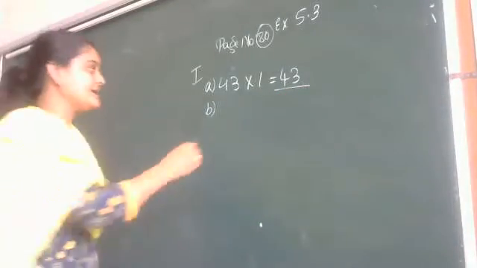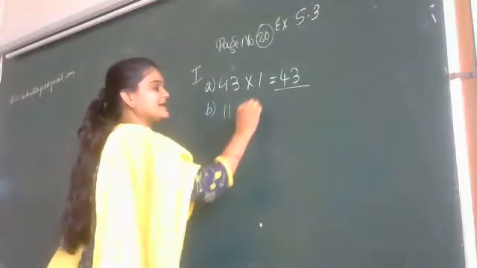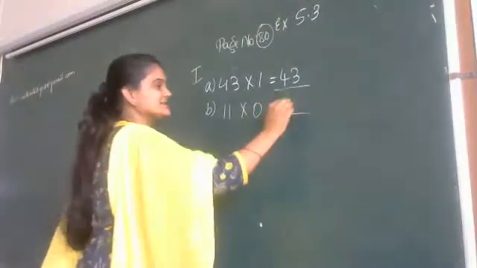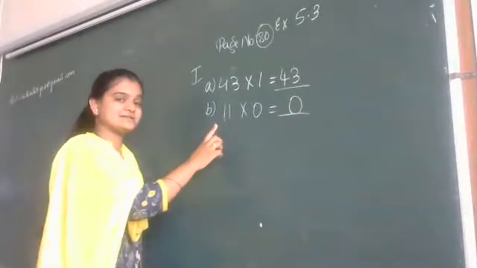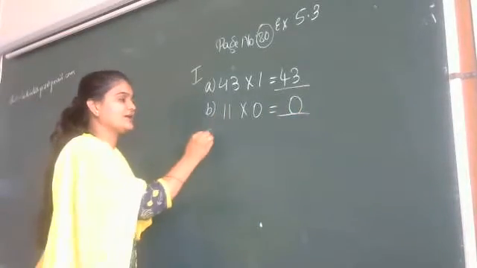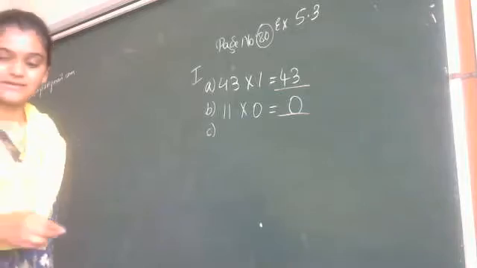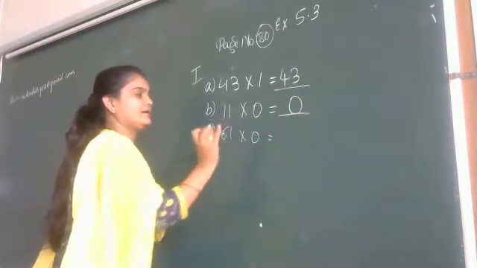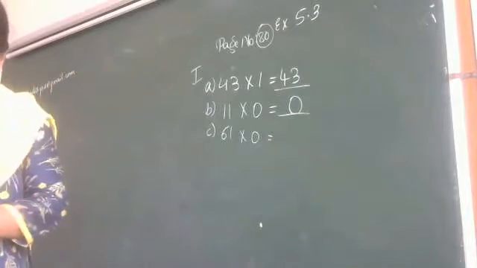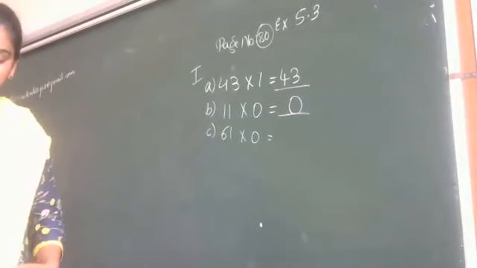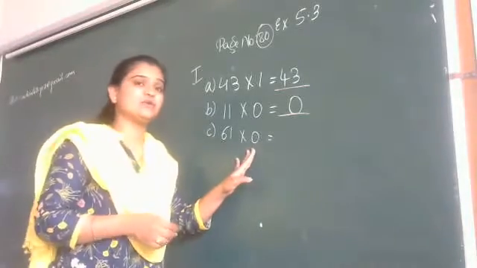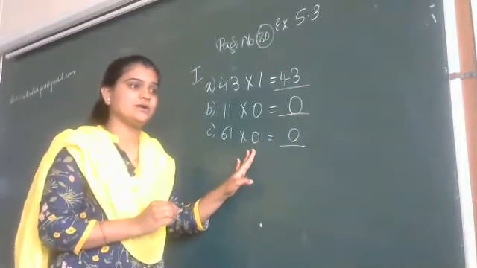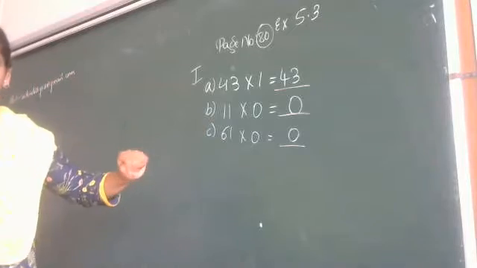Second question, you are multiplying 11 by 0. What is the answer? Yes, it is 0. Any number multiplied by 0 is 0. Next, C, 61 into 0. Any number multiplied by 0? 0. Okay.